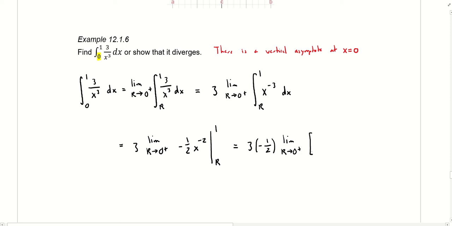And this is going to be, actually, let me rewrite this one more time. So if I take that negative 1/2 out to the front like I did here, I'm going to rewrite that remaining value, that x to the negative 2, as 1 over x squared. And we're evaluating that from r to 1. And again, I'm going to do that because that's going to make it a little bit easier for me to see the limit calculation.